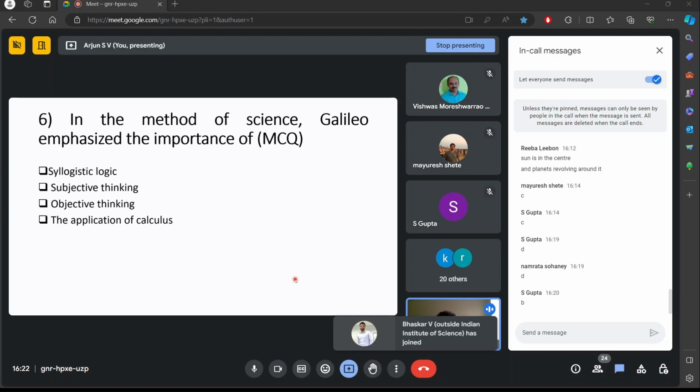In the sixth question, in the method of science, Galileo emphasized the importance of, this is a multiple choice question, so the answer is only one option, objective thinking.